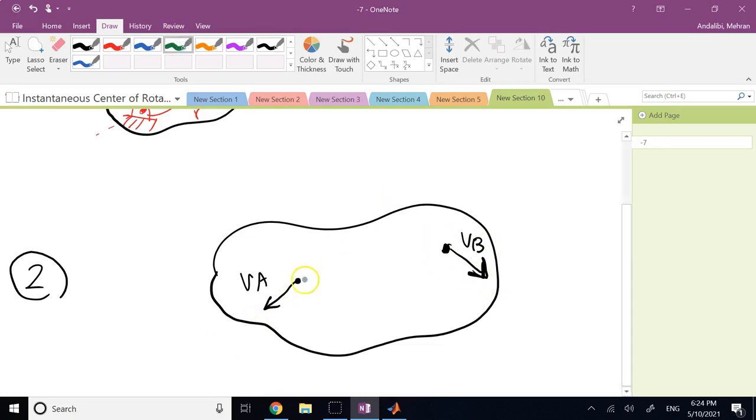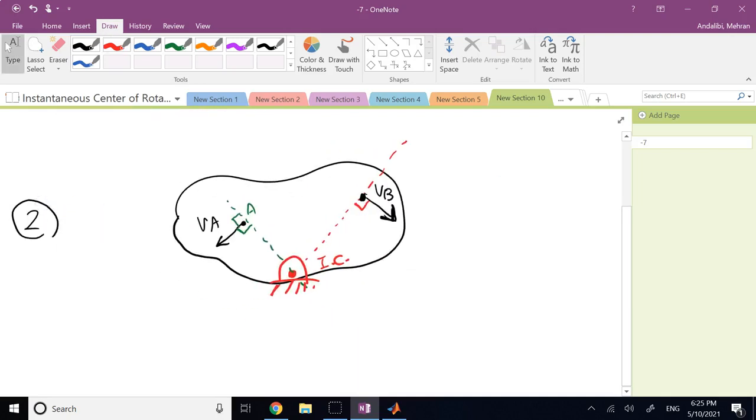Then again, you draw perpendiculars from VA and VB at points A and B. So if this is point A, you draw a perpendicular to VA at A, and you draw a perpendicular to VB at B. Wherever they intersect, that's again what? The instantaneous center. And this is the case which you see in most of the examples.